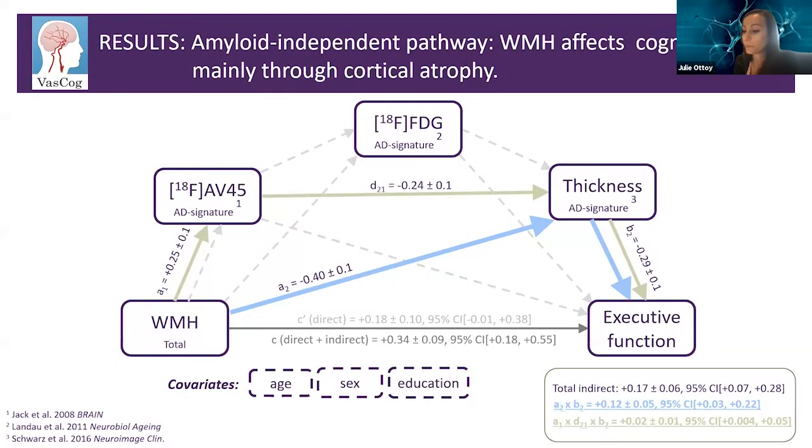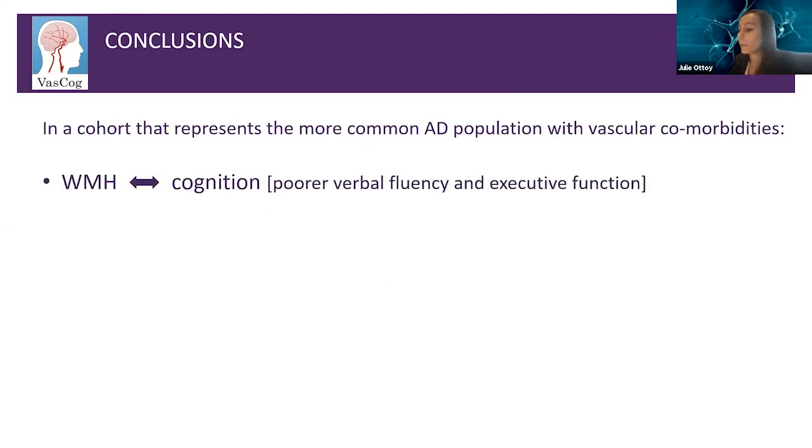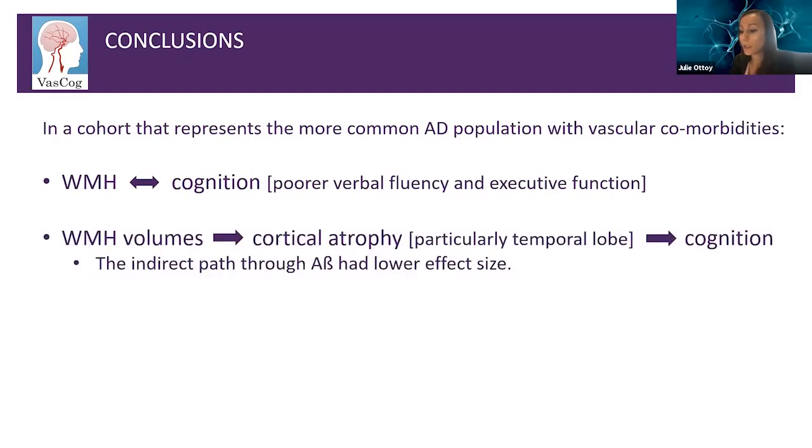Next, please. So in conclusion, in a cohort that represents the more common AD population with vascular comorbidities, we found that hyperintensities were associated with poor cognition. Next. This relationship was mainly due to the amyloid-independent effects of hyperintensities on cortical atrophy, subsequently causing the cognitive loss, and to a lesser extent through the effects of hyperintensities on amyloid or metabolism.